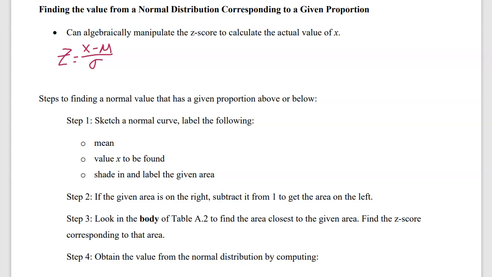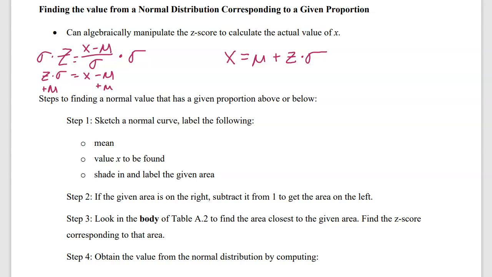And we can manipulate this algebraically. If you remember your algebra, we can multiply both sides by the standard deviation. That would give us z times the standard deviation is equal to x minus the mean. And then we can add the mean to both sides. And what that does is it comes out with x is equal to the mean plus z times the standard deviation.